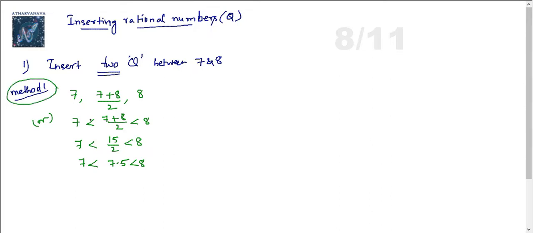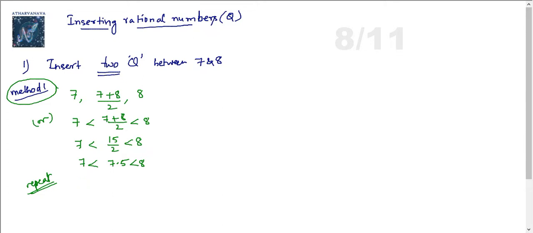Method 1 is you have to take the average of two rational numbers and then you get the number which is in between these two numbers. One number is given, one number is found. We need to find the second one. Again, repeat the same procedure. You can pick any one. You want to pick this and this, you can pick it. You want to pick the other way around, yes, you can do it.